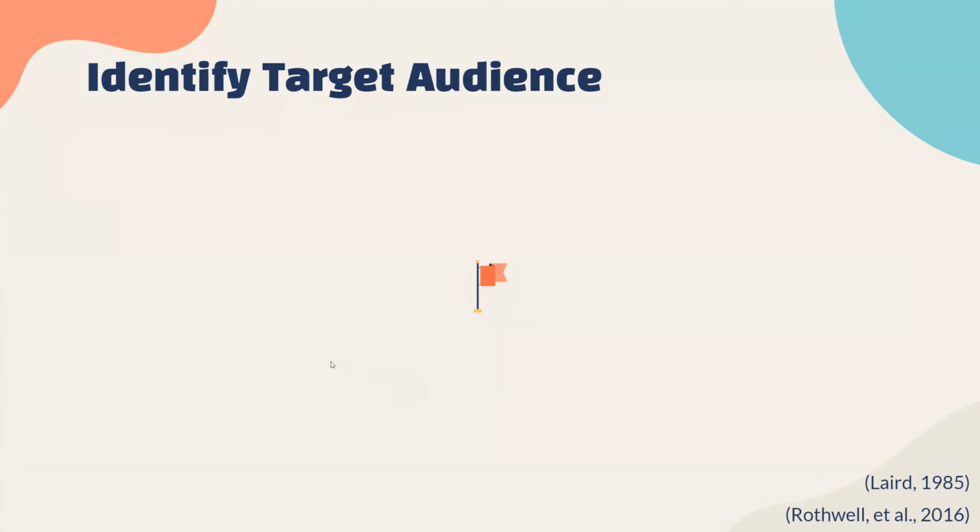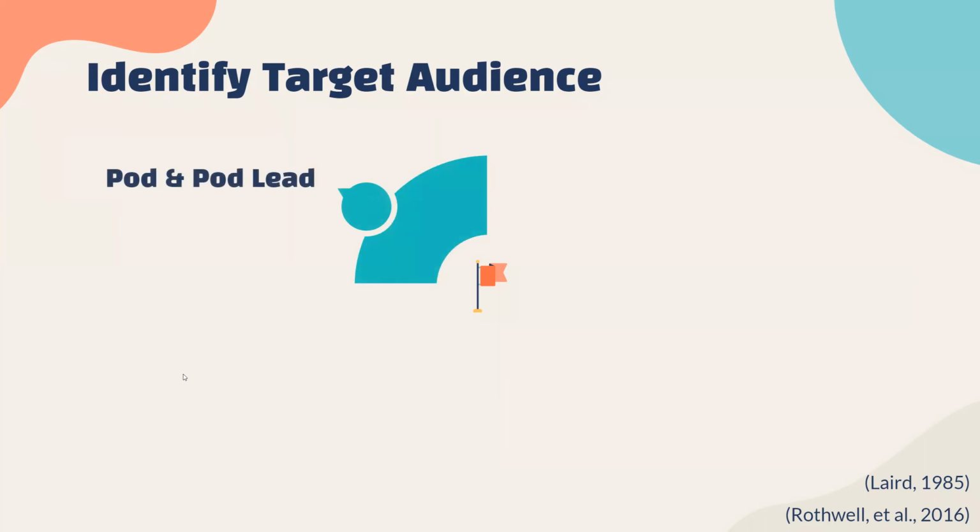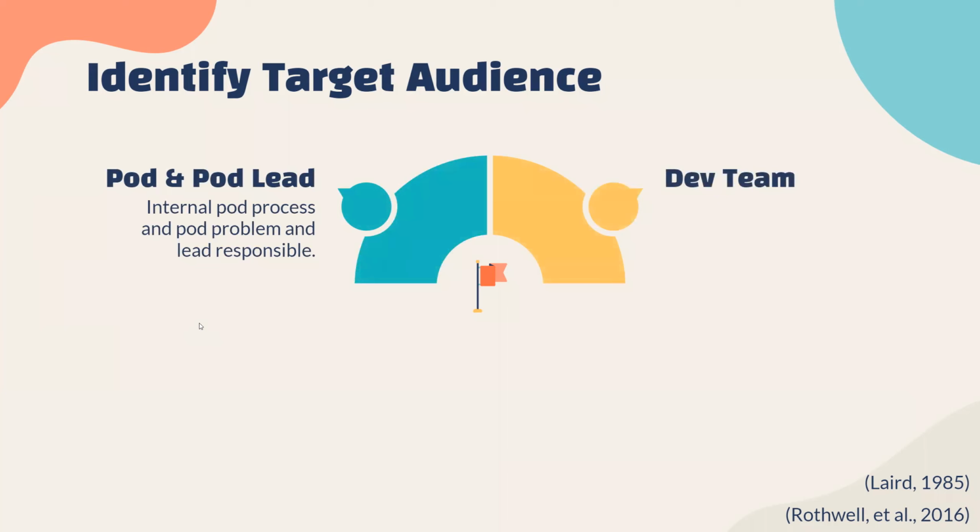Therefore, the first group of people that were affected were the pod members and the pod lead responsible for the process within the pod and the overall quality and completion of the work the pod undertakes. The second group affected was a development team, also known as the dev team. The dev team was the team responsible for the work in question, and it was their leads who originally flagged the issue and a member of their team who was the current employee on the feature.